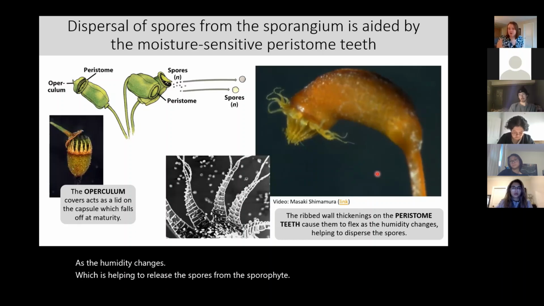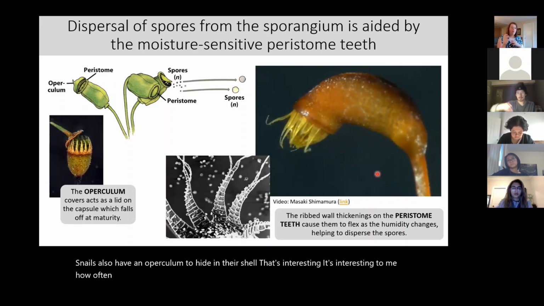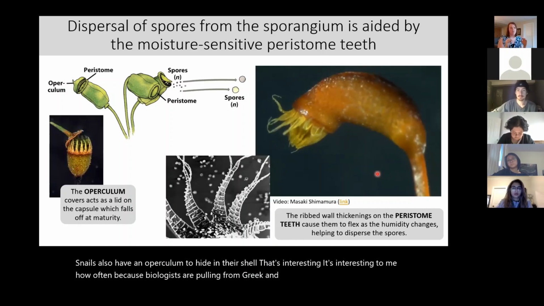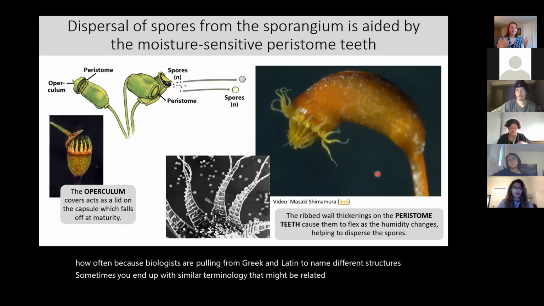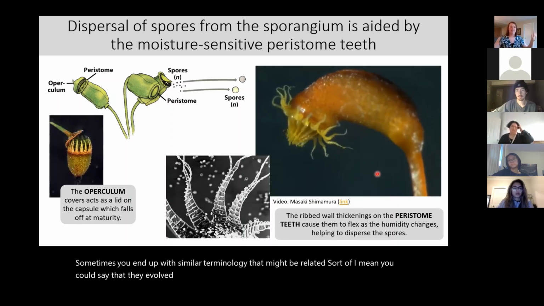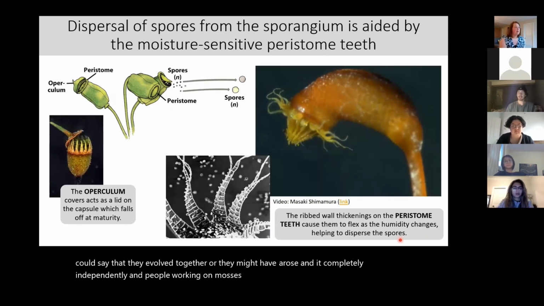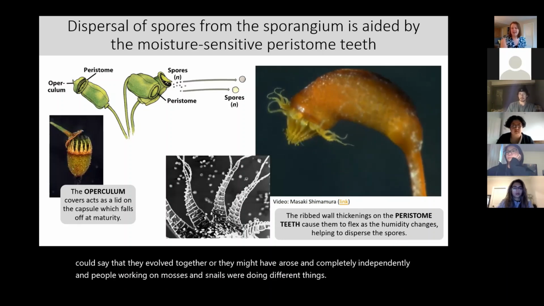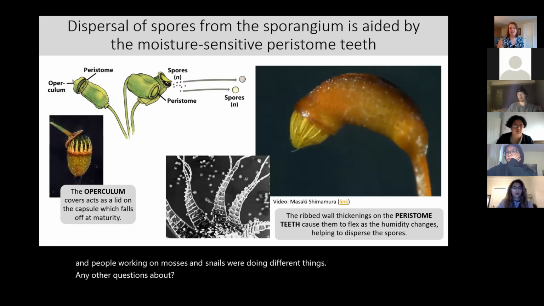Snails also have an operculum to hide in their shell. Oh, that's interesting. It's interesting to me how often, because biologists are pulling from Greek and Latin to name different structures, sometimes you end up with similar terminology that might be related. I mean, you could say that they evolved together, or they might have arisen completely independently, and people working on mosses and snails were doing different things. Any other questions about this guy?